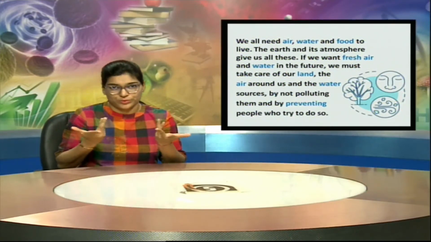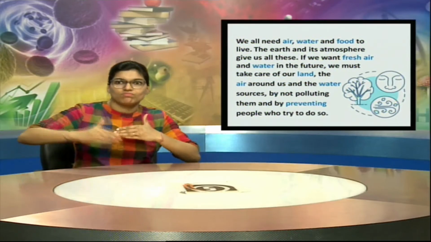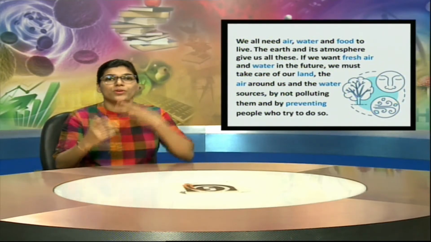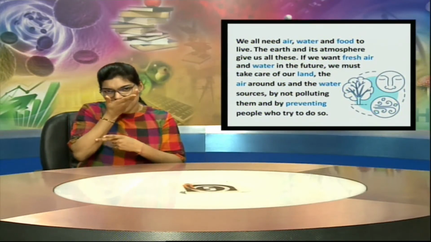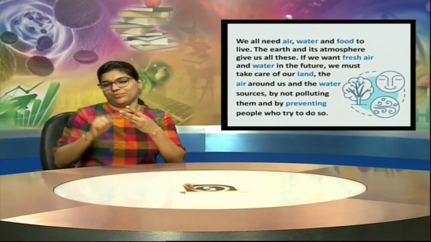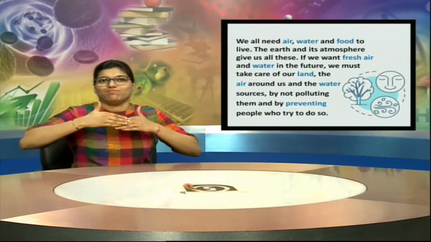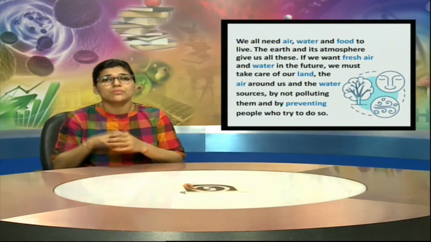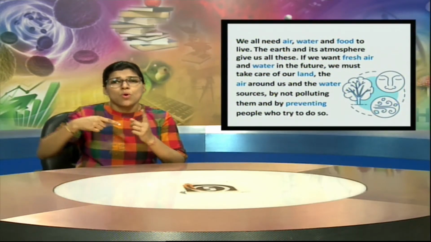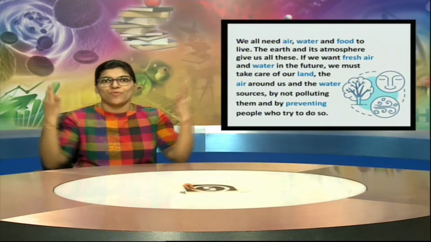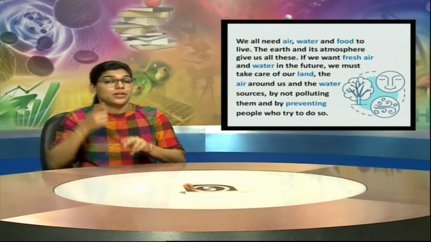This is the explanation of the first stanza. We all need mainly 3 things for our life. The first one is air, the second is water, third one is food. This is important for all of us to live, we all know. And the earth and the earth's atmosphere gives us all these 3 things, we know.